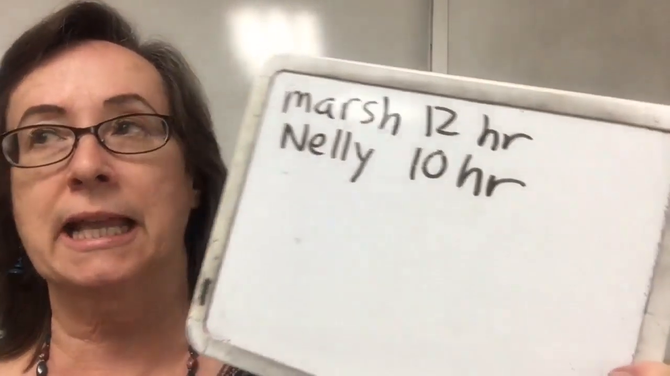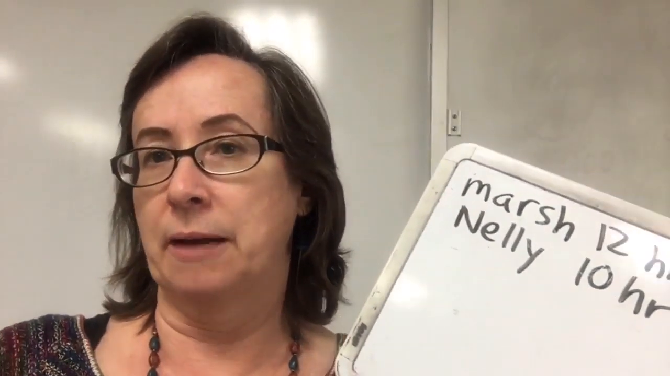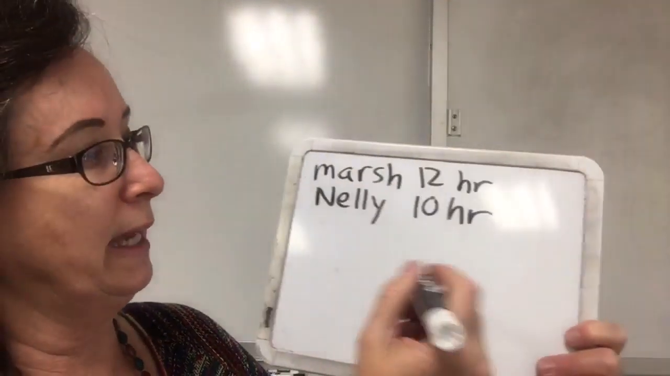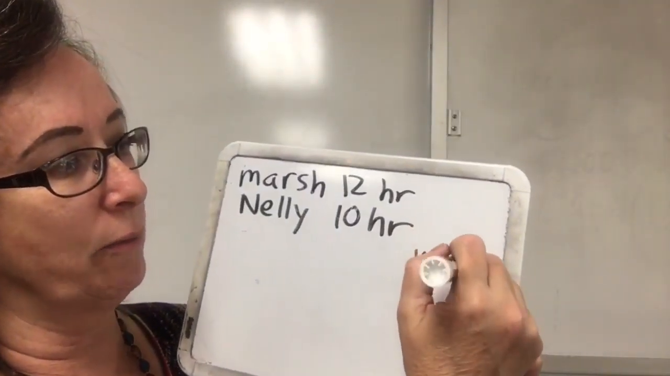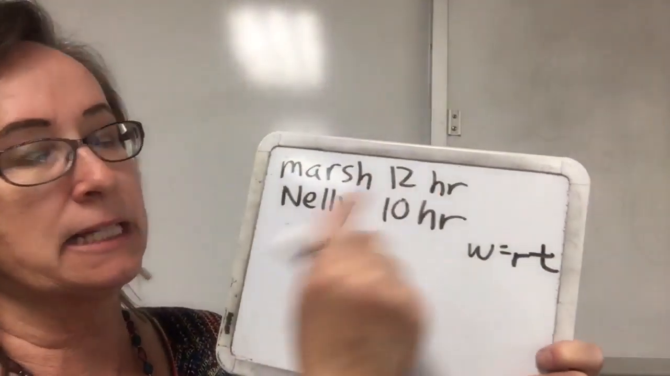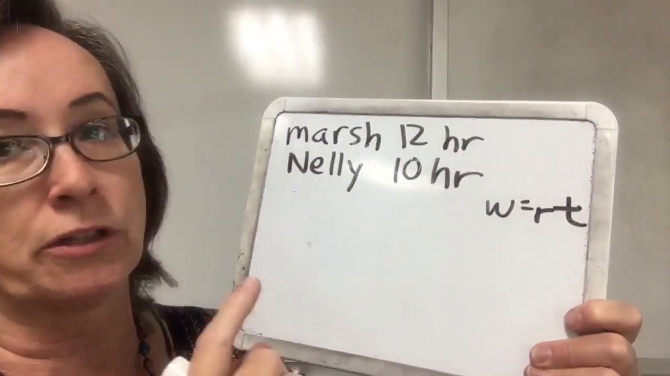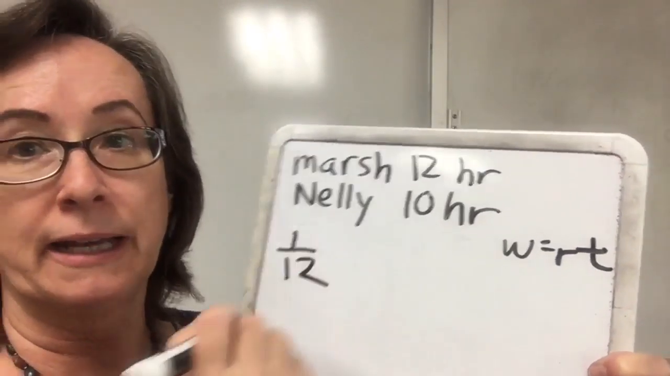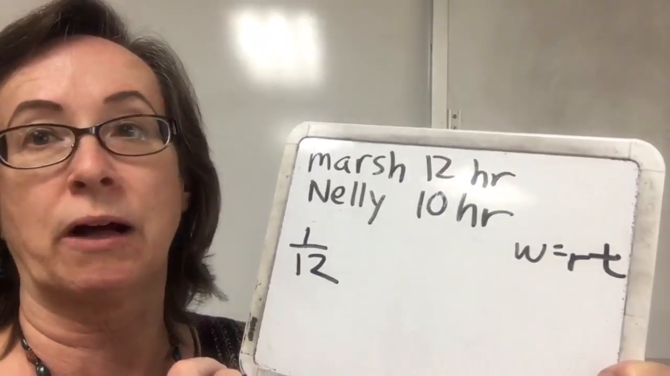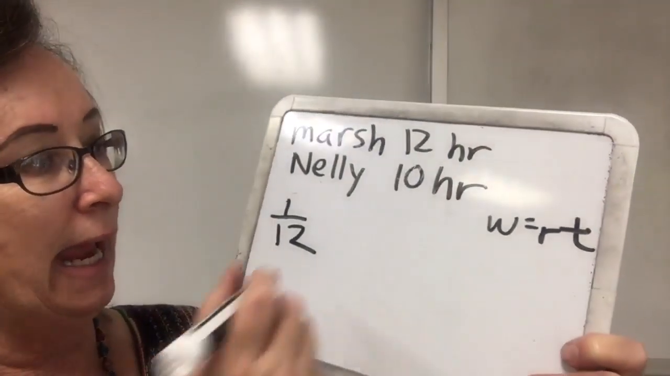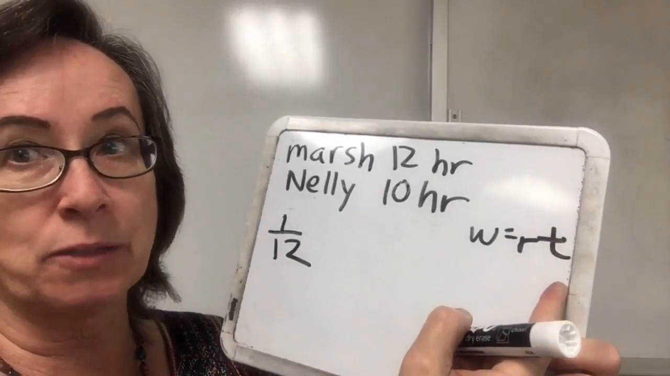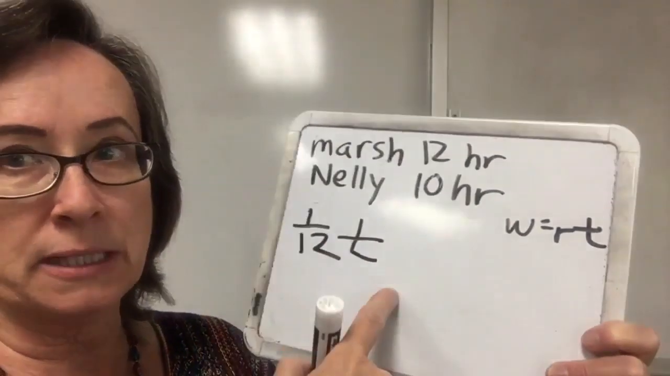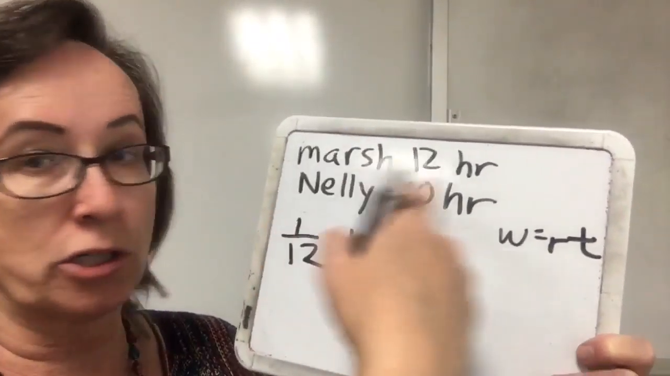And remember, just like distance is rate times time, work is also rate times time. So we have work is rate times time. Now, if it takes Marshall 12 hours to refinish the floor, he gets 1/12 of the floor done every hour. So his rate is 1/12 of the floor per hour. And his time is what we're trying to find. So we're just going to call it T.